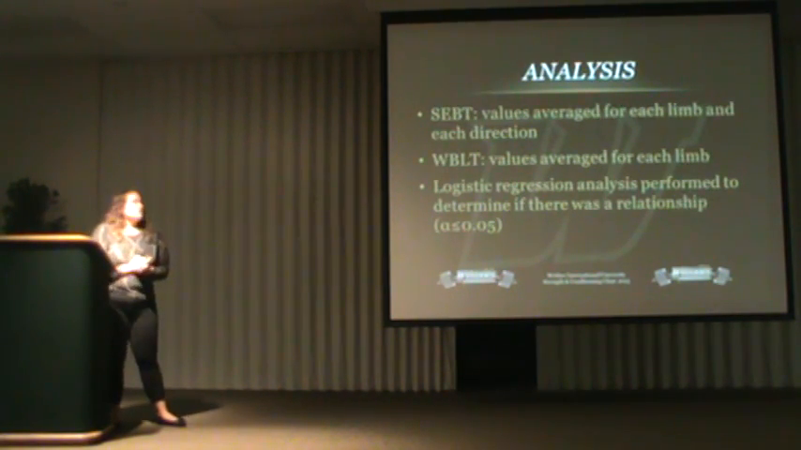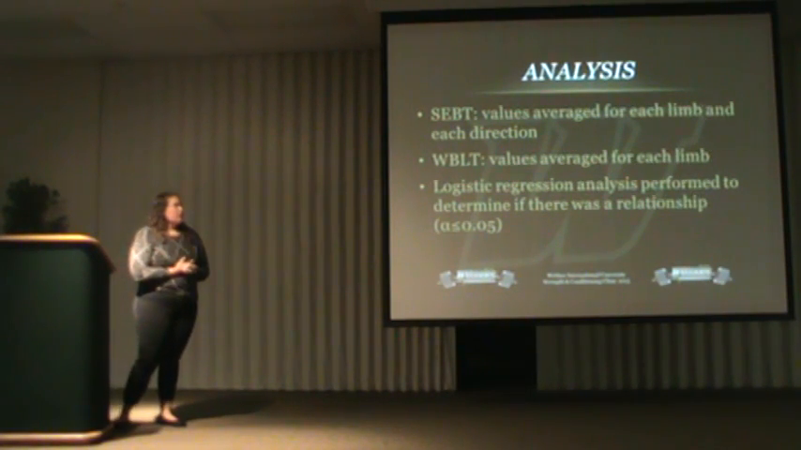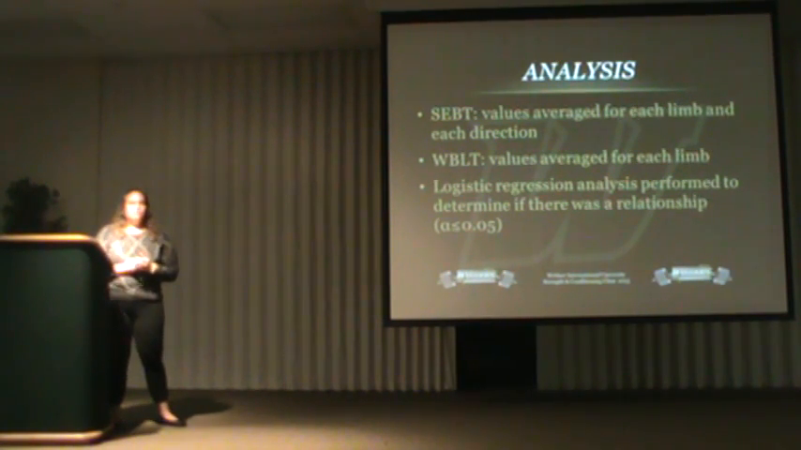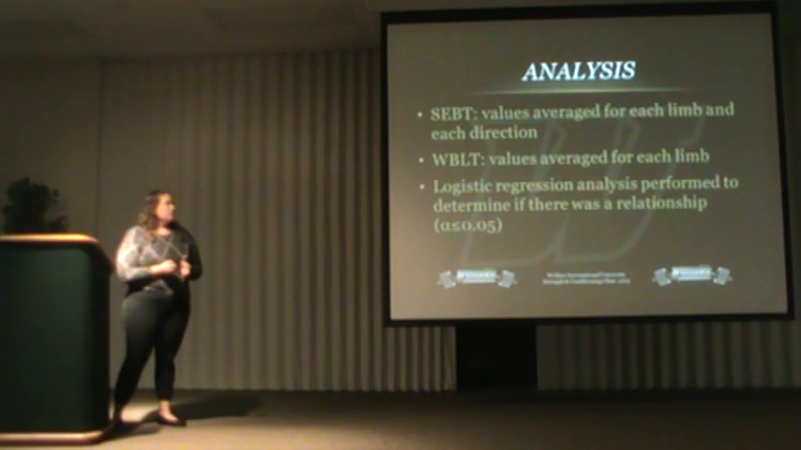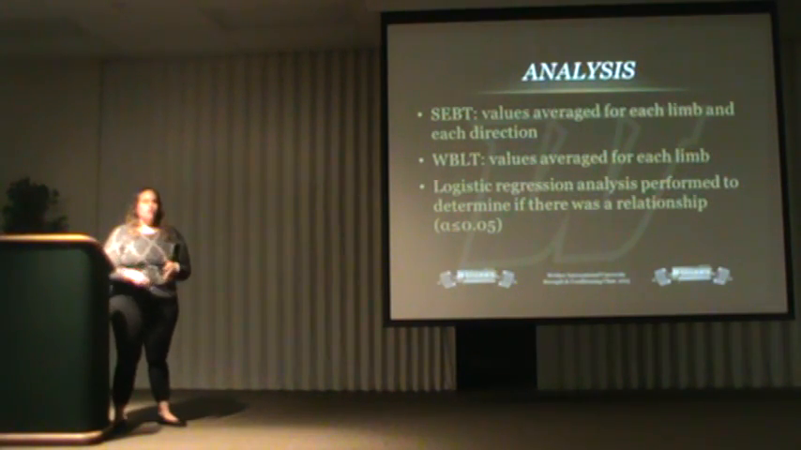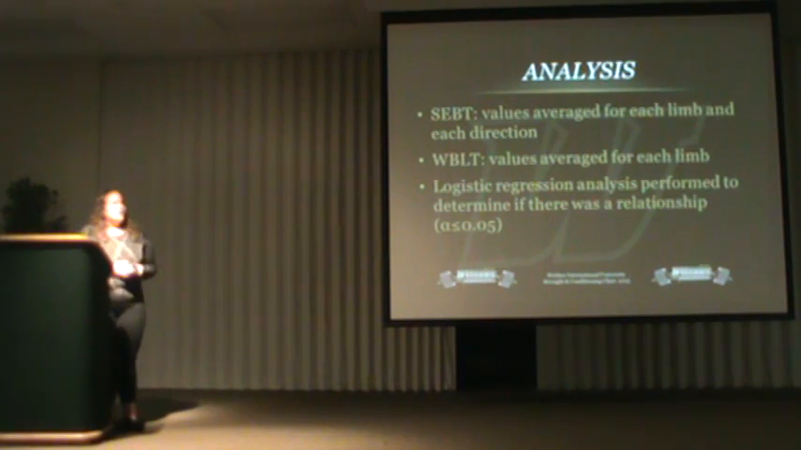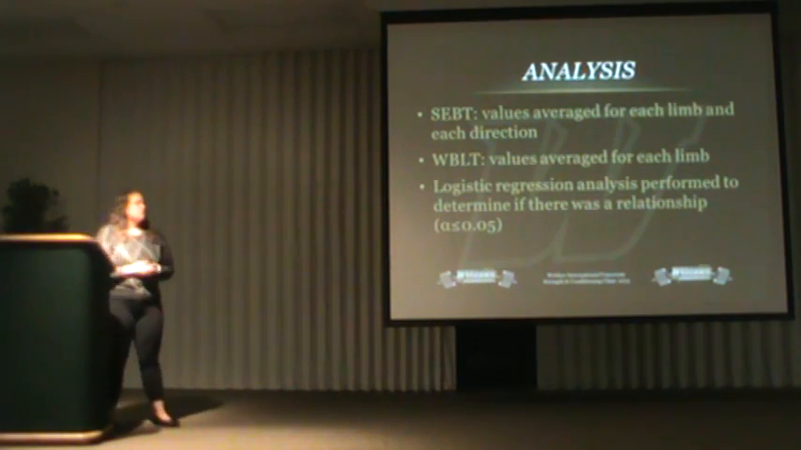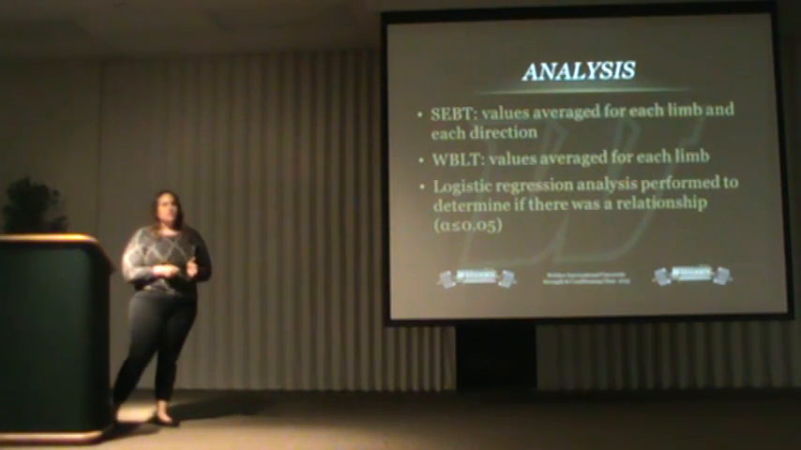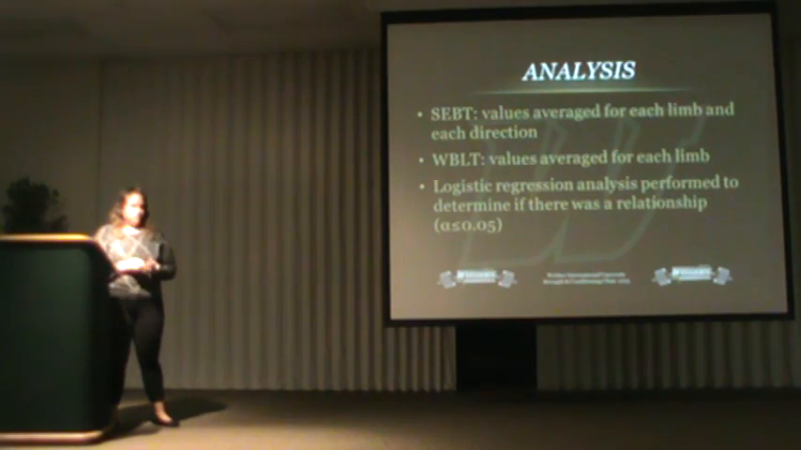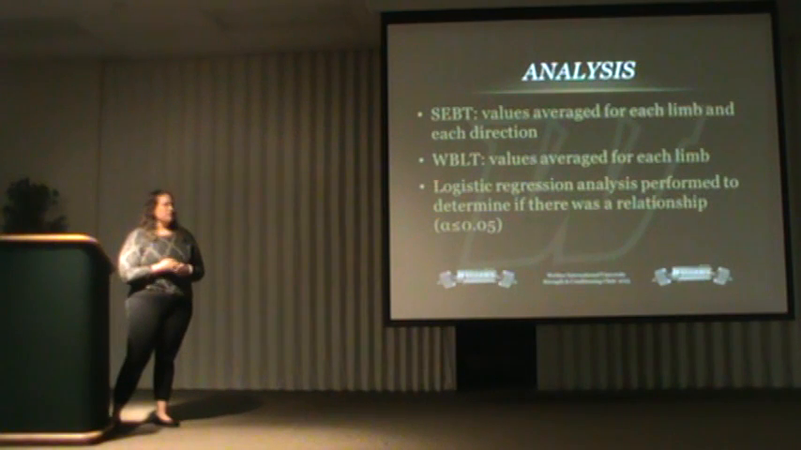For analysis purposes, for the STAR excursion, we averaged the 3 test trials together for each limb and for each direction. And then for the weight-bearing lunge, we did the same thing. We averaged the 3 trials on each limb. And then we ran the logistic regression analysis to determine if there was a relationship between the performance on the test and ankle sprain injury occurrence. And we set alpha at less than 0.05.